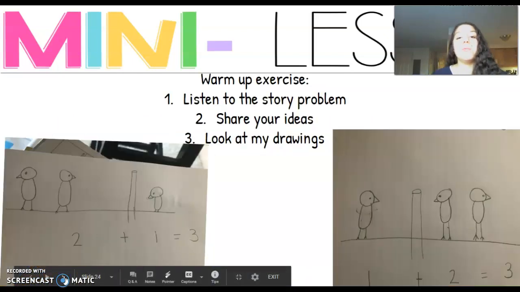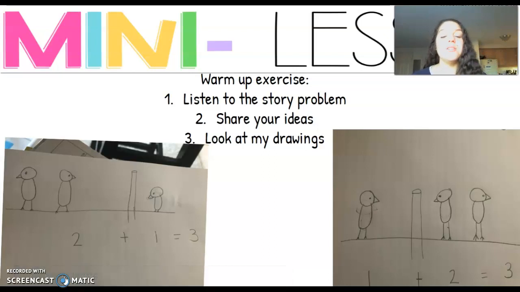We're going to start with a warm-up exercise, okay? So you're going to listen to me read a story problem to you. Then we'll pause for us to share some ideas, and then finally we'll look at my drawings. So yesterday I saw 3 birds flying near 2 telephone wires. What is one way the 3 birds could sit on the 2 wires?